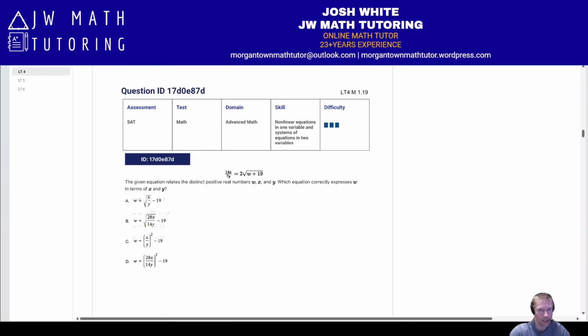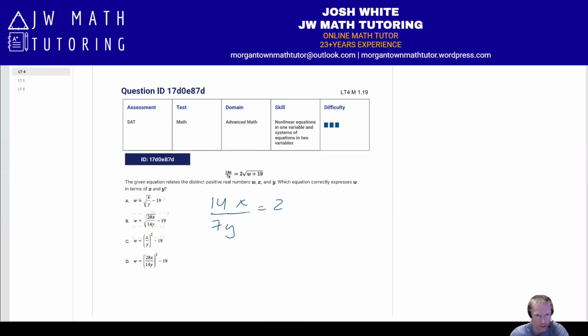Next up, question number 19. Here we have a function which relates x and y and w, and we want to solve this for w in terms of x and y. The way you would do this by hand is, well, actually, I'm going to simplify this first. I'm going to turn this into 2 over 1 because 7 divides into 14 evenly. And then I would divide both sides by 2.